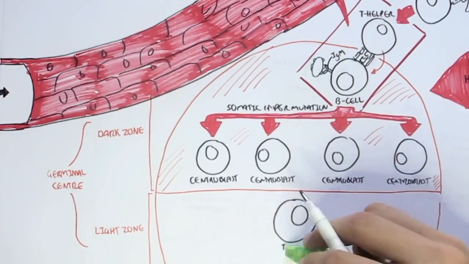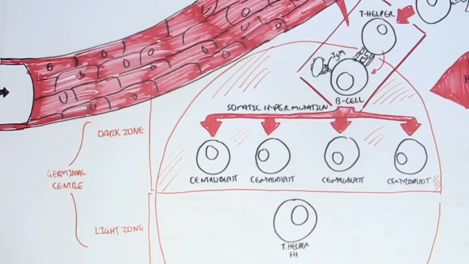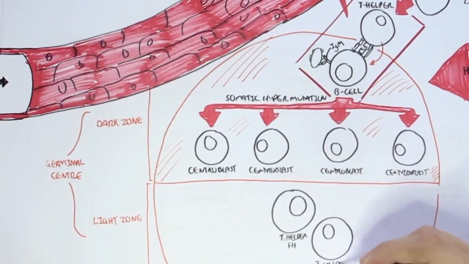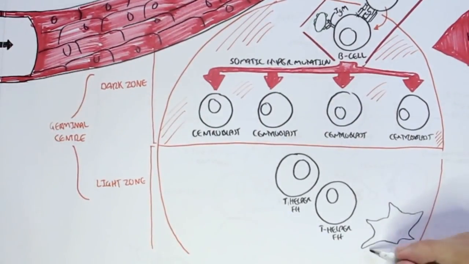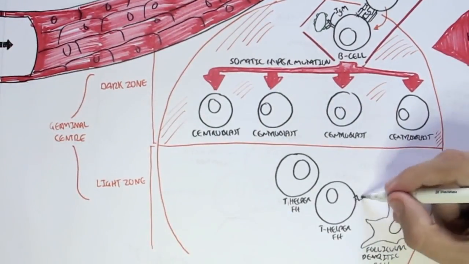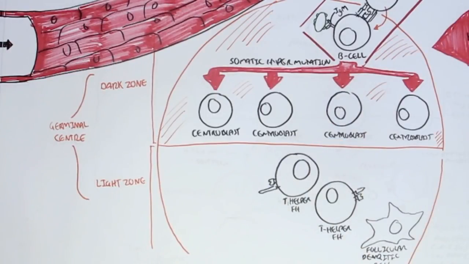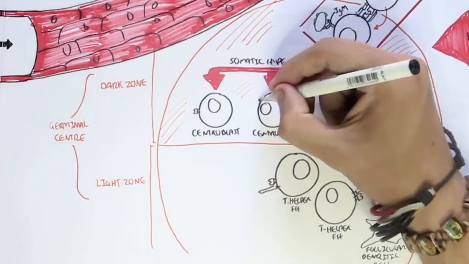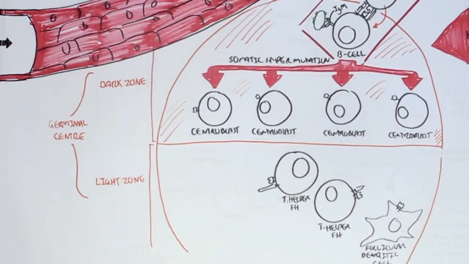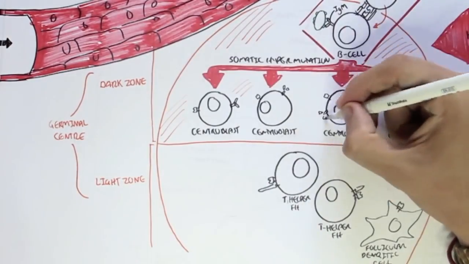In the light zone, it's important to know that we have a special type of T helper cells as well, known as T helper follicular cells. And also we have follicular dendritic cells. And they are in the light zone because they will essentially proceed with the activation and maturation of the B cells, the centroblasts, you can say now. Okay, the centroblasts are in the dark zone, and they all have their unique antibodies. So they have to move into the light zone.